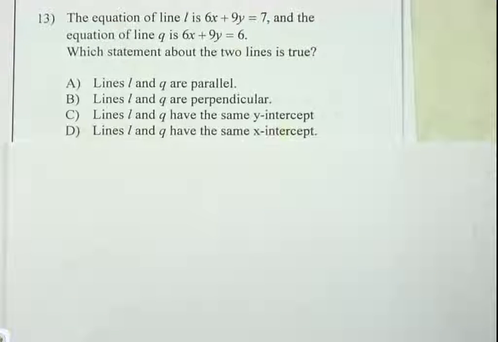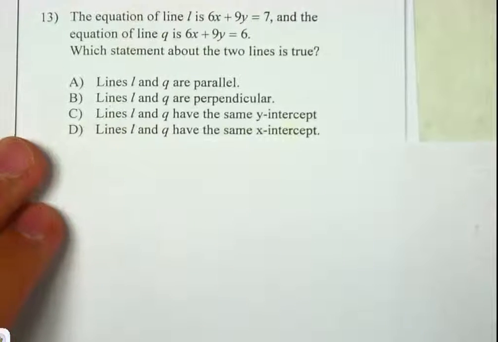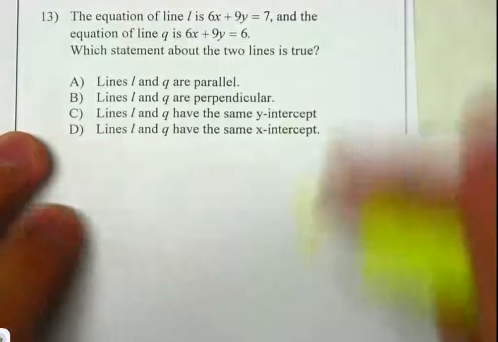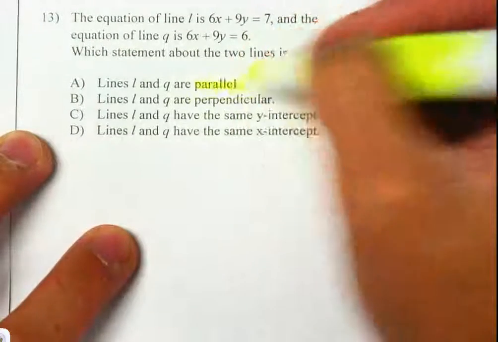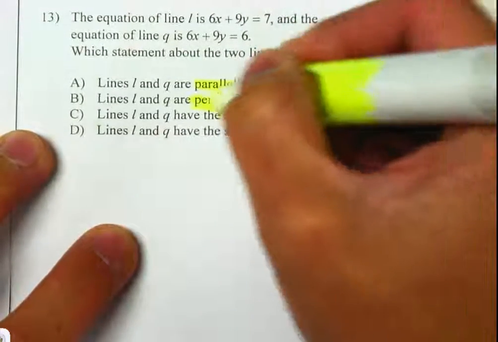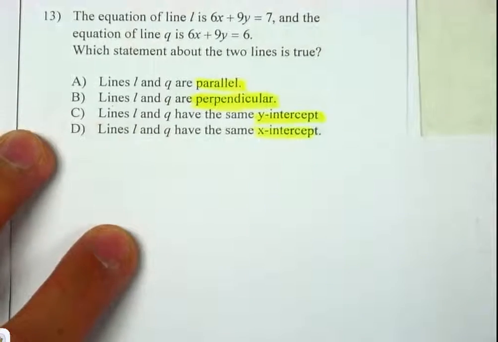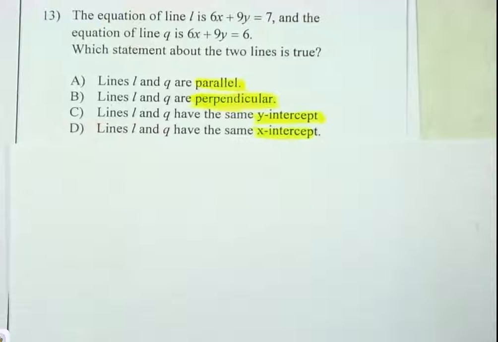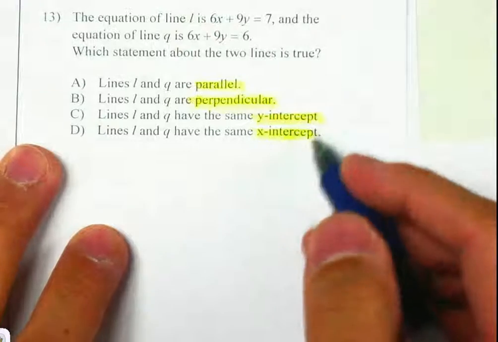Alright, so for number 13, they gave us two equations, line L and line Q. And we have to check which is true. The things that we're checking for are either if the slopes make them parallel or perpendicular, or if they have the same x-intercept or y-intercept. So two things that we have to check are the slopes, to see parallel or perpendicular, and the intercepts.